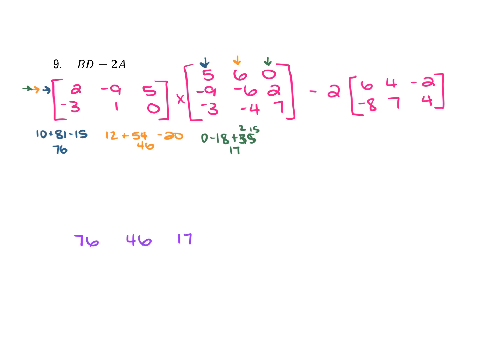Next, we're going to move down to your bottom row, first column. Negative 3 times 5 is negative 15. 1 times negative 9 is negative 9. 0 times negative 3 is 0. So negative 15 minus 9 is negative 24.